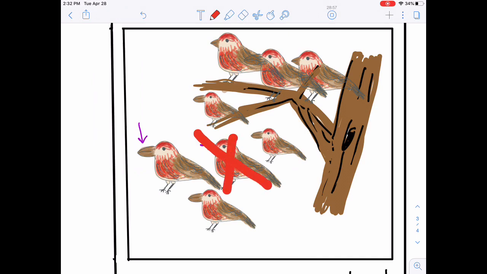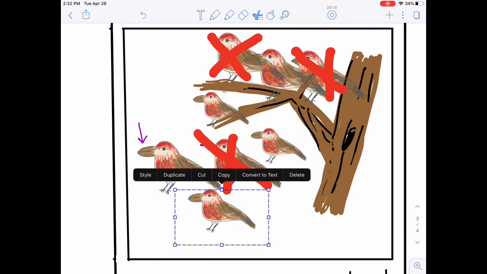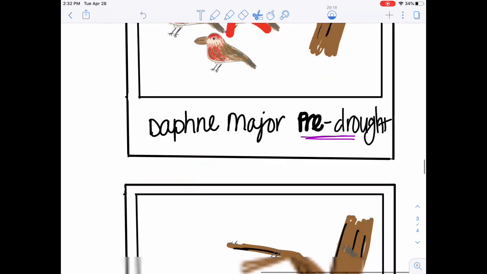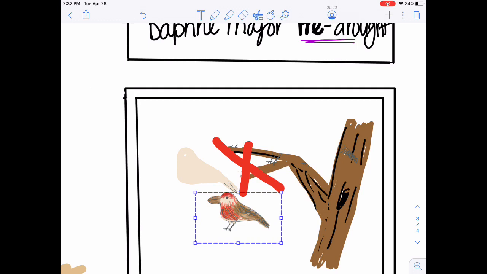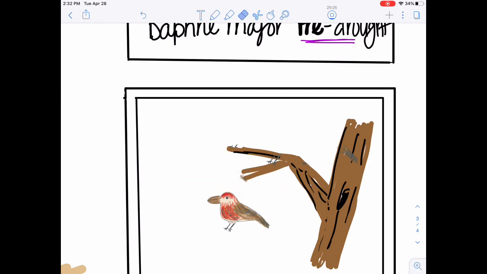So they were able to reproduce, and so every finch then had that same trait with the big beak, which allowed it to eat the hard, large seeds. So this is after the drought, where the big beak was much more common than the small beak.